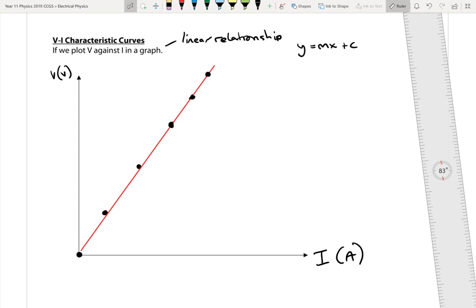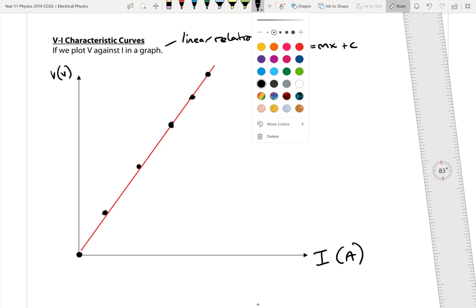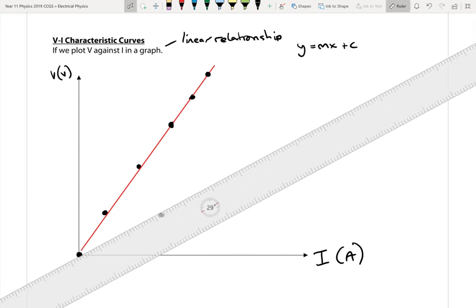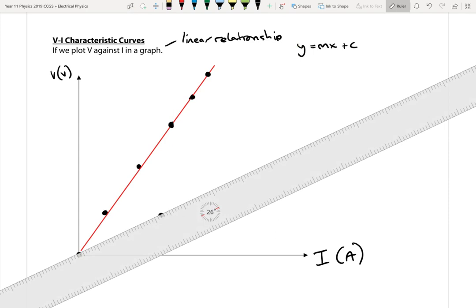Okay? Now, what if I took a different substance that had a different physical property, different characteristics? Maybe they have a higher resistance or a lower resistance. So for the same voltage, maybe they get more current. So I'm going to now just draw a lower gradient for me, please.